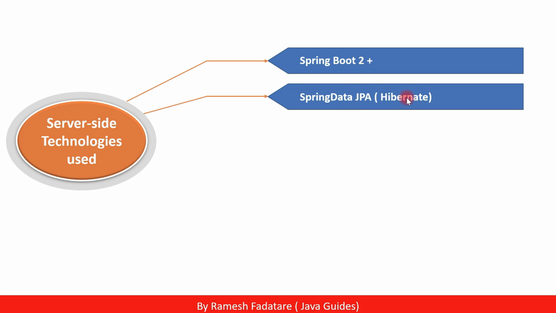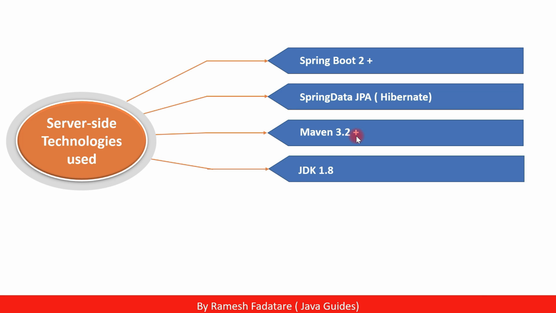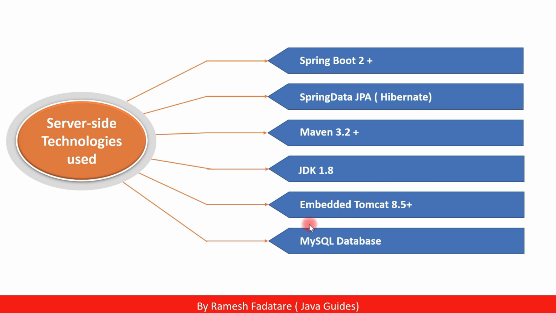It internally uses the Hibernate ORM framework to develop a DAO layer, and we are going to use Maven 3.2+ as a build and project management tool, JDK 1.8, an embedded Tomcat server, that is 8.5+, and a MySQL database. And to develop the Spring Boot application, we are going to use the Eclipse STS IDE.